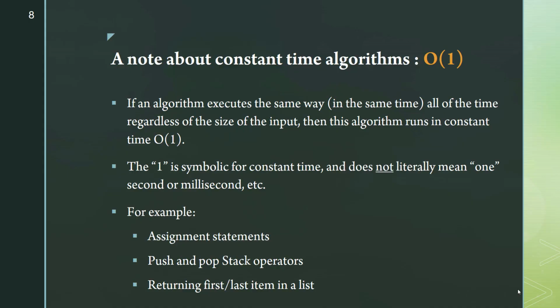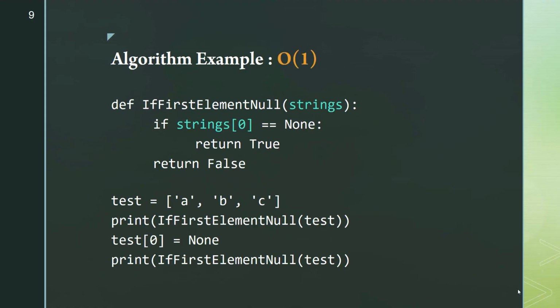Examples of constant time can be assignment statements, push and pop stack operations, returning the first or the last item in a list, and so on. Here's an example. This function returns true if the first element is null, false otherwise. Does it matter if there are 10 elements or 10 billion elements? No. This algorithm will run in the exact same amount of time. Therefore, this is a constant time algorithm.